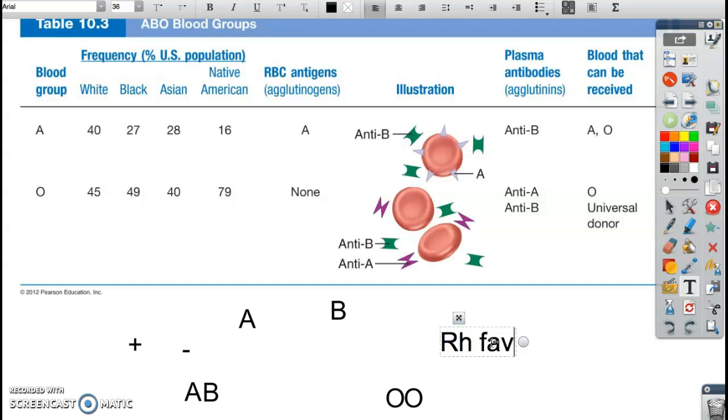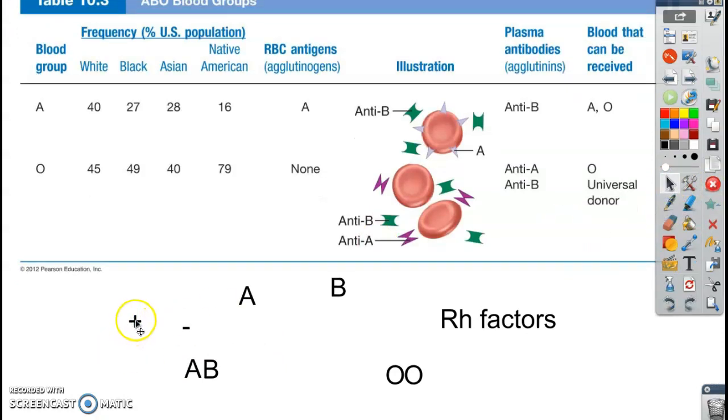Okay? Now, the RH comes from rhesus monkeys, not Reese's Pieces, that's a whole different thing. Rhesus monkeys is where they first discovered these, but they also found out they are in people. Okay, in this case, the positive Rh factor is dominant, and not having it is recessive.